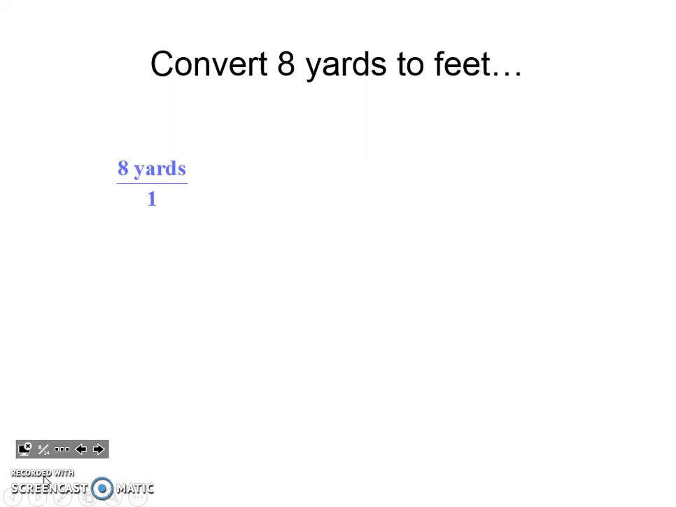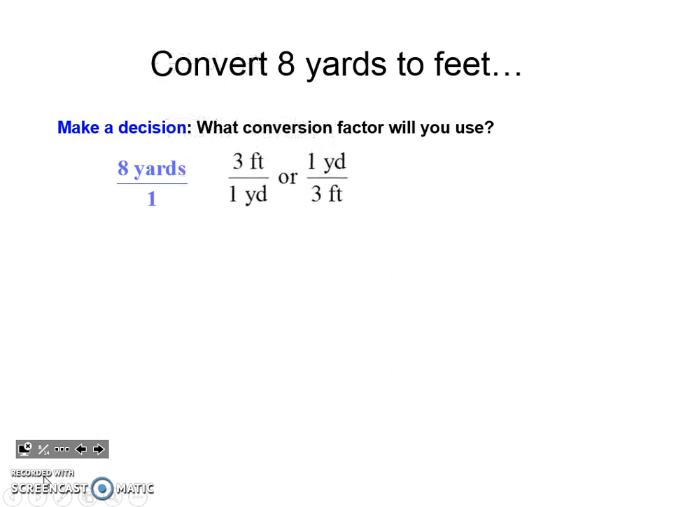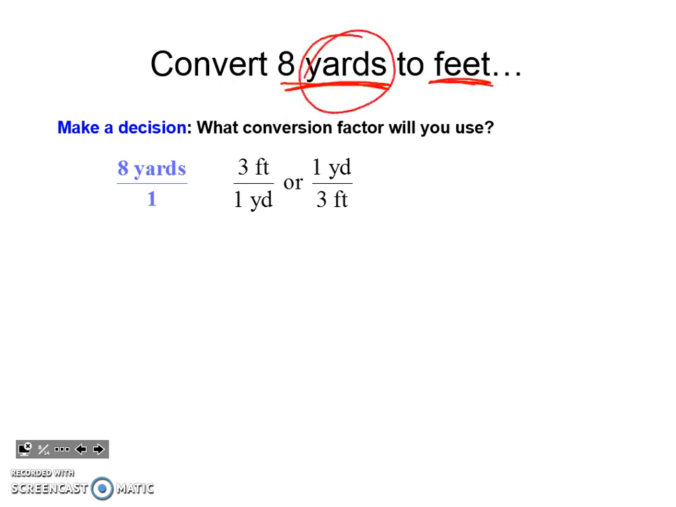So 8 yards over 1, what conversion factor will you use? Will you use 3 feet over 1 yard, or will you use 1 yard over 3 feet? Remember, you are trying to convert 8 yards to feet. So you are trying to get rid of the yards and be left with feet.